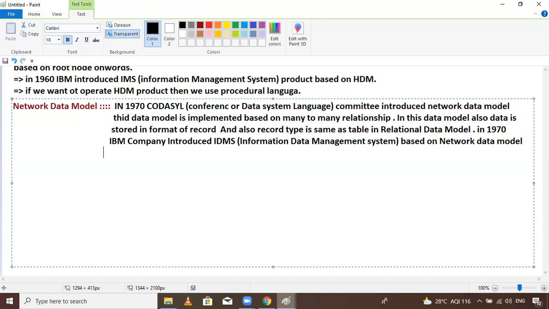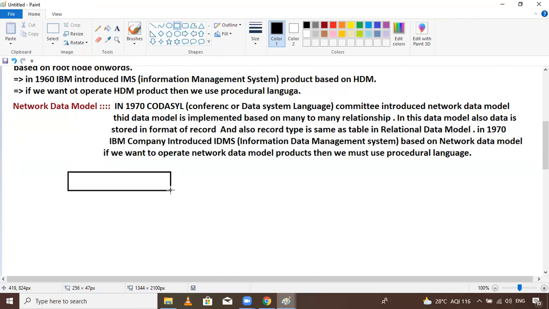Same thing here also. If you want to operate or access network data model products, then we must use a procedural language. Now I am giving you the hierarchy diagram also.